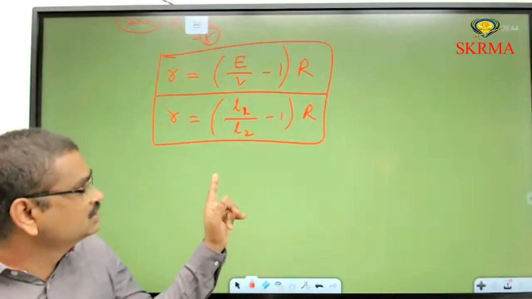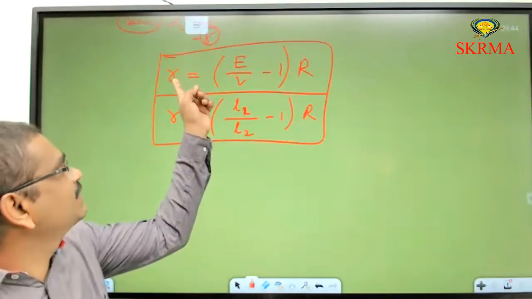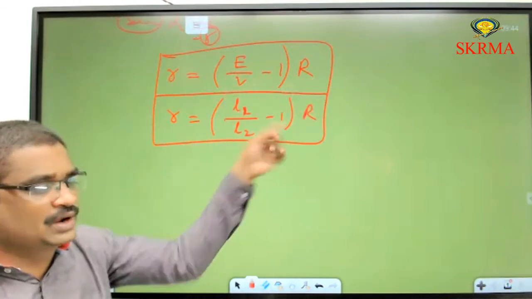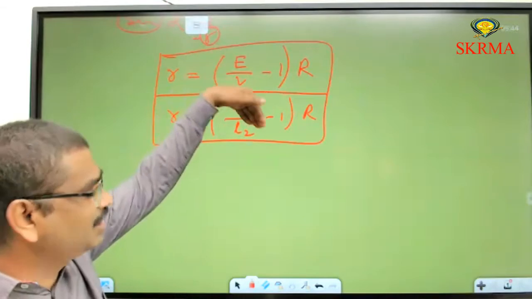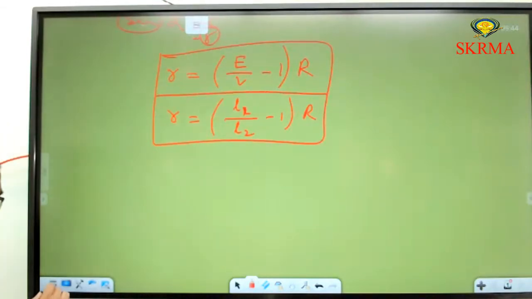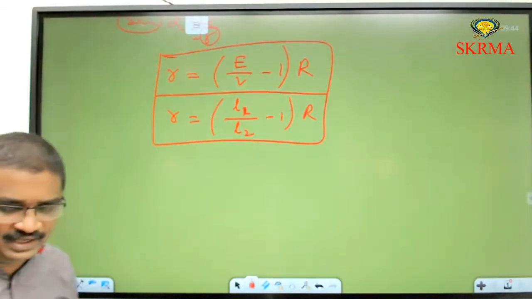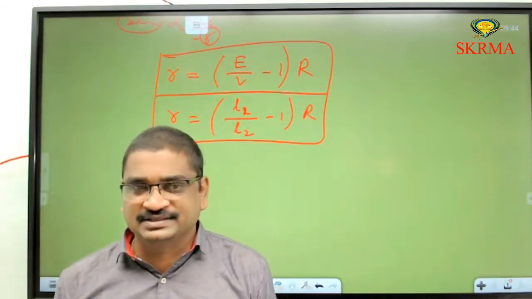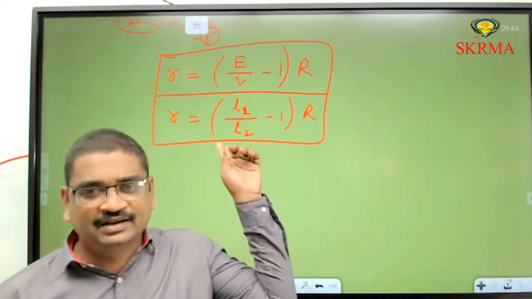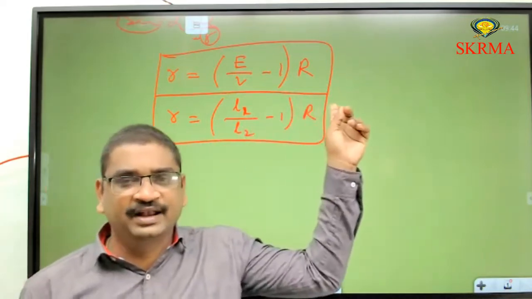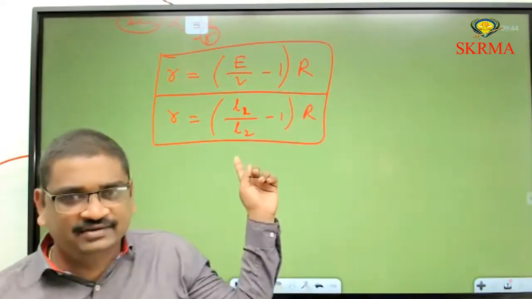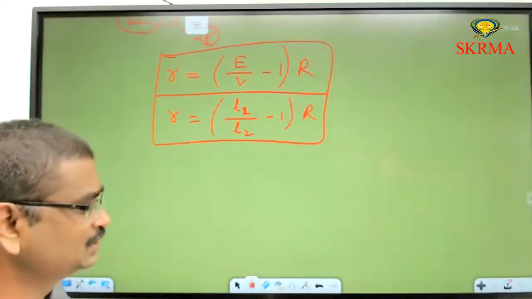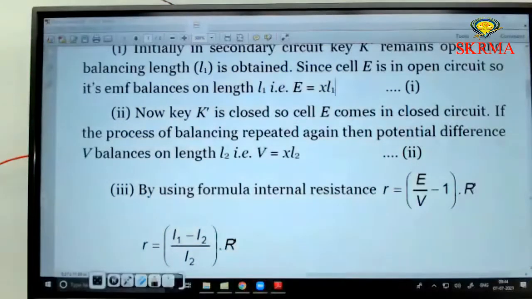Is this clear? So in this one, what do we need to know to calculate internal resistance? E, V and R, or the balancing lengths L1, L2 and R. Either of these three sets we need to know. This is the first case. To calculate internal resistance, what is the formula? r equal to (E by V minus 1) into R, or the second equation, (L1 by L2 minus 1) into capital R. These are the two equations to calculate internal resistance.